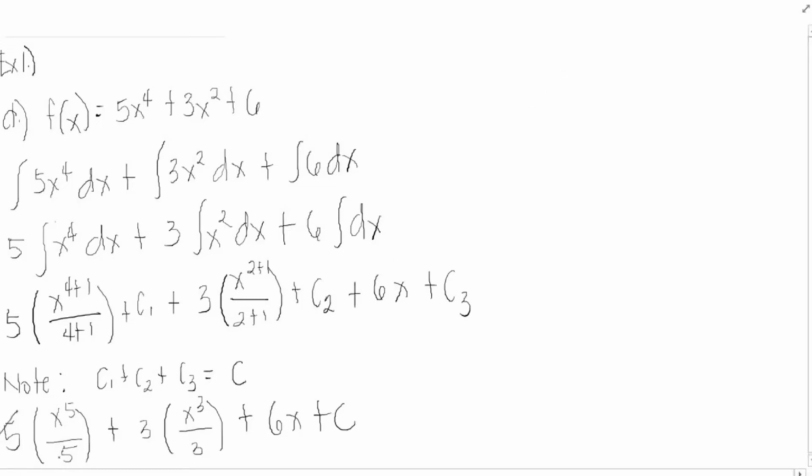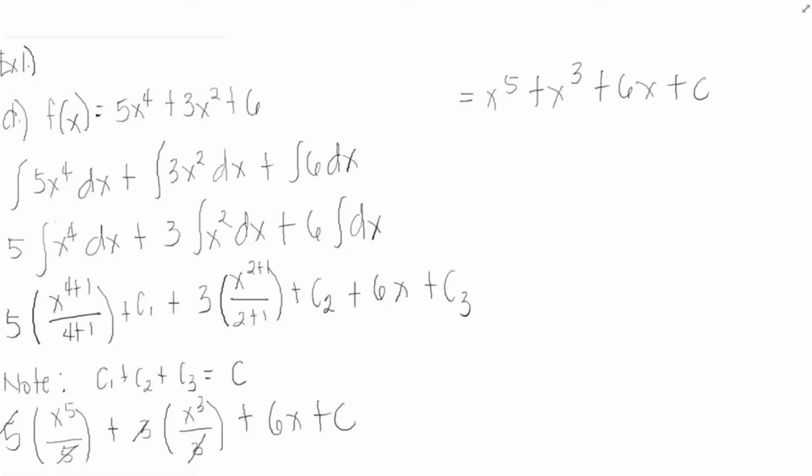Okay. We can cancel this one. 5 over 5 is 1. 3 over 3 is 1. So, our final answer would be x raised to 5 plus x cubed plus 6x plus c. So, that is our final answer for example, letter D.